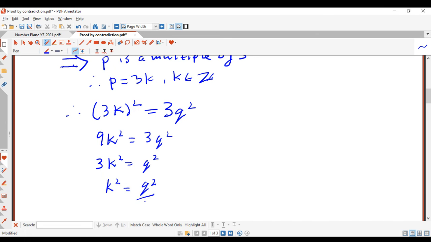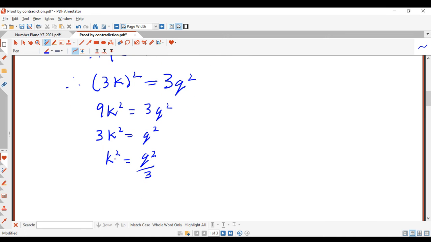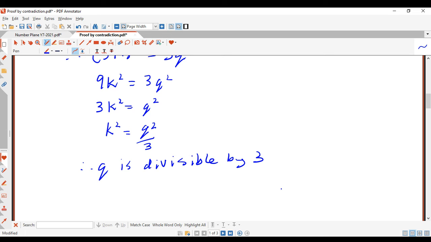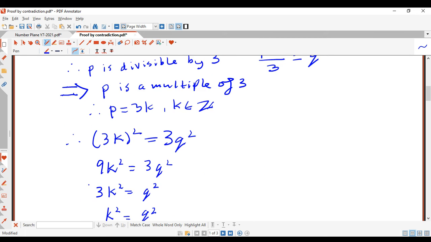Okay, and then similarly, we could say, well, that means k squared is equal to q squared divided by 3. Okay, so that means q is divisible by 3, doesn't it? Because k squared is an integer, and if q squared is divisible by 3, that means q is divisible by 3. So therefore, q is divisible by 3. Right, now if q is divisible by 3, well, have a look at this. We've come to a contradiction, haven't we?